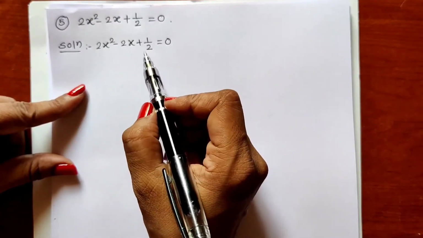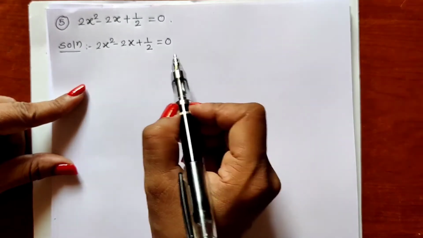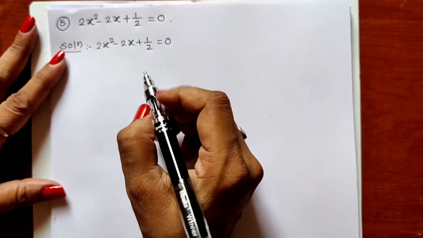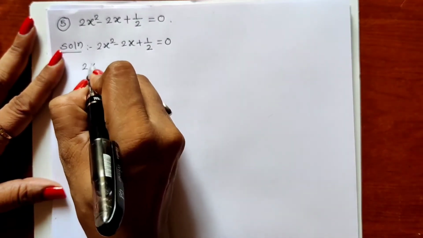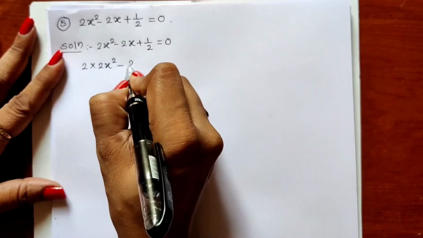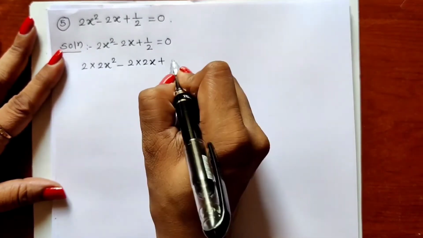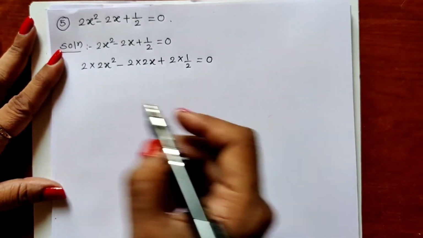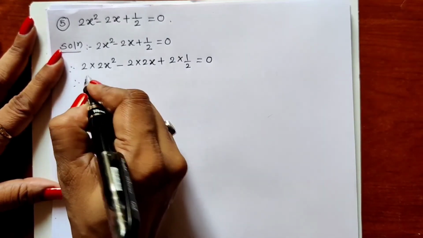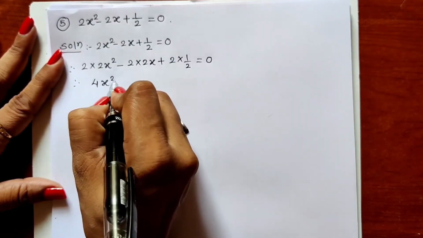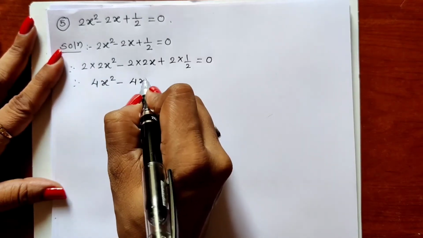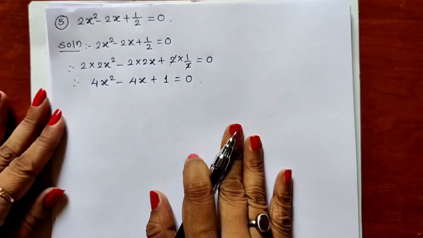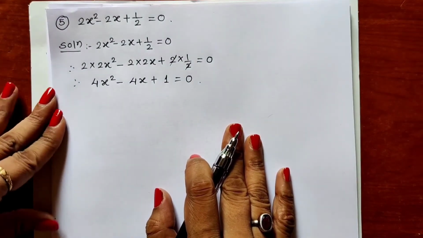What we will do? We will multiply by 2 throughout the equation so that the constant term will not be a fraction term. It will be a whole number. So let us multiply. It will be 2 into 2x square minus 2 into 2x plus 2 into 1 upon 2 is equal to 0 into 2 will be 0 only. So 2 into 2x square will be 4x square minus 2 2s are 4x. Here 2 cancels, we will get 1, equal to 0. Now find out the factors. Now we will solve by the factorization method.